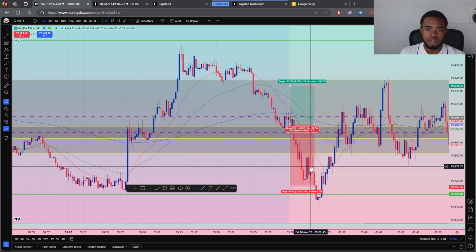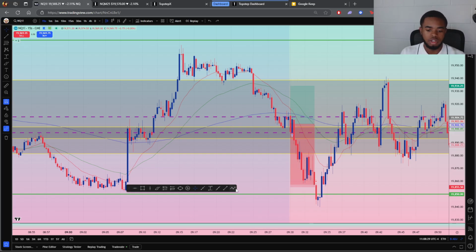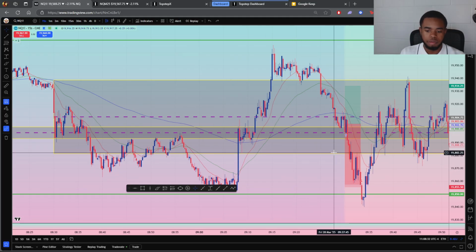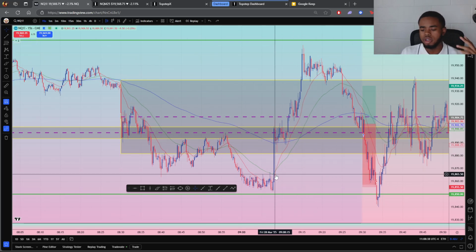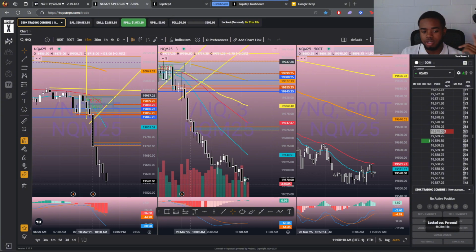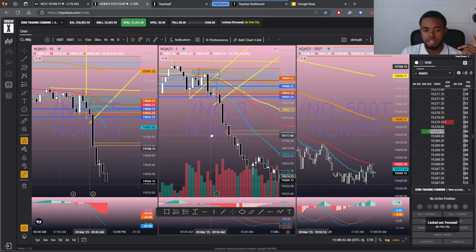But what did this do for us? It allowed us to see something. We said, you know what? Where is it going to, right? If it's breaking past the opening range, where is it heading to? Well, dude, it's heading for this low right here, right? And so from that, we saw this low. We hopped over to our Top Step account, and we're actually able to catch it.